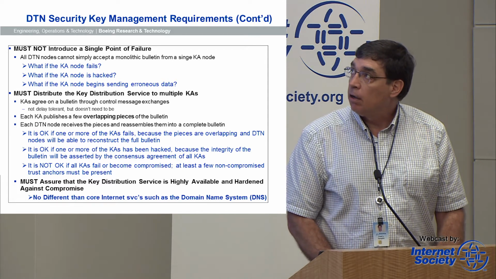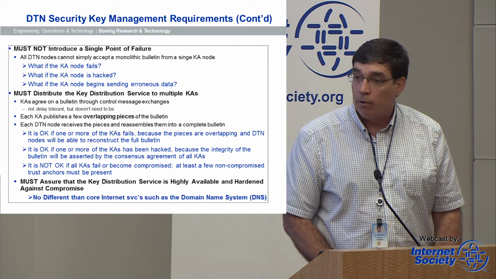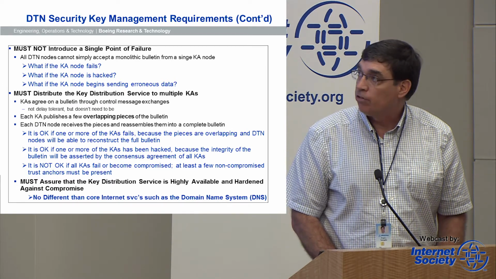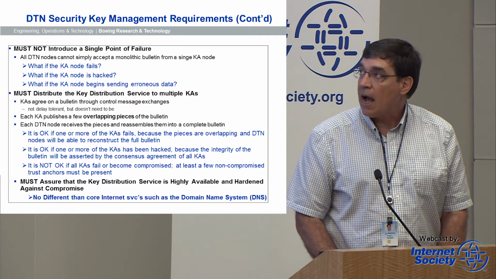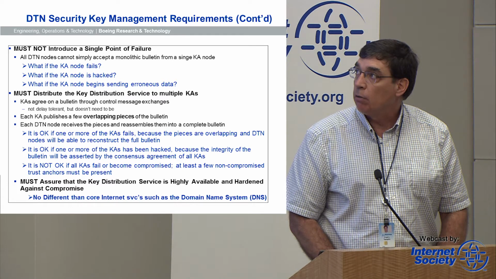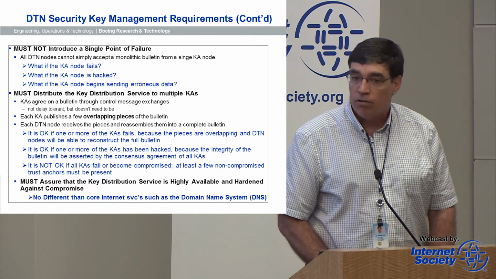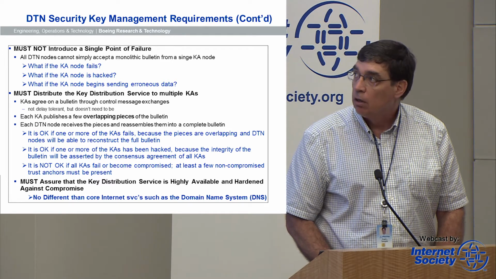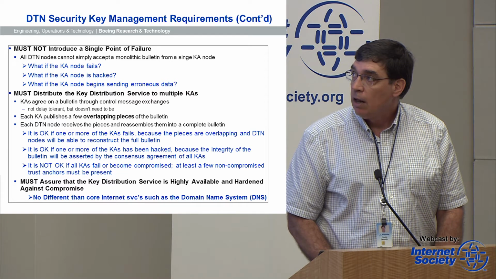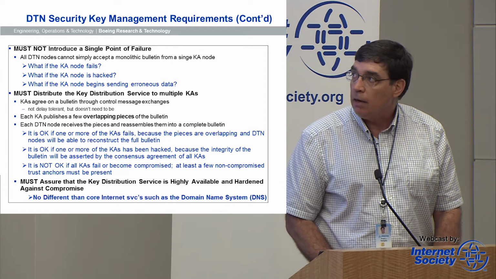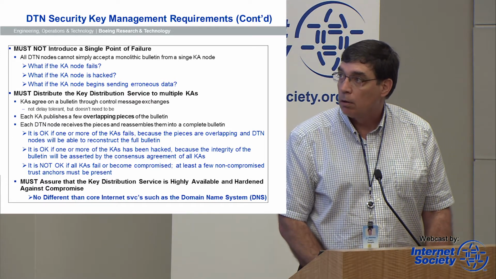It must not introduce a single point of failure. So all DTN nodes can't simply accept a monolithic bulletin from a single key authority. Because what if the key authority itself fails? Or what if it's hacked? Or what if it begins sending erroneous data? So that means that they must distribute the key distribution service among multiple key authority nodes. The key authorities have to agree on a bulletin through control message exchanges. That's not a delay tolerant function, but it doesn't need to be as long as the key authorities are within the same low delay bounded network.